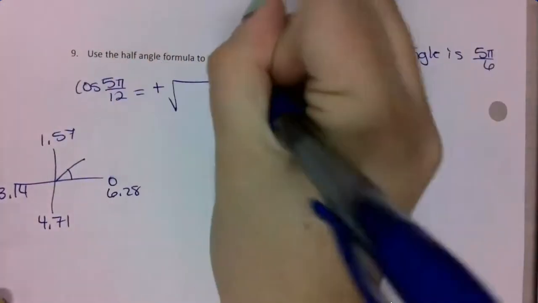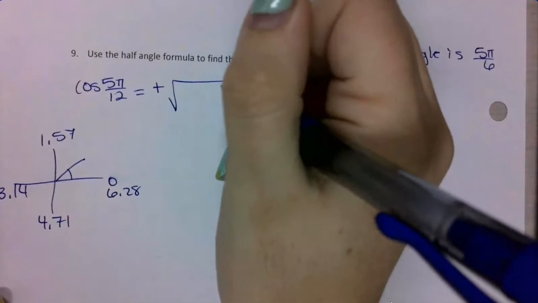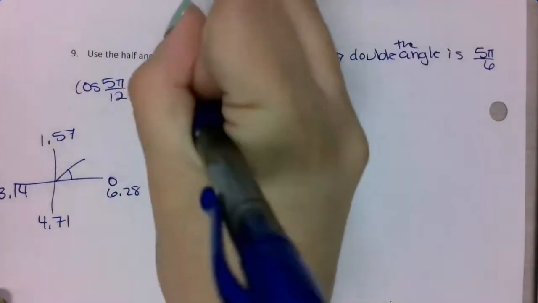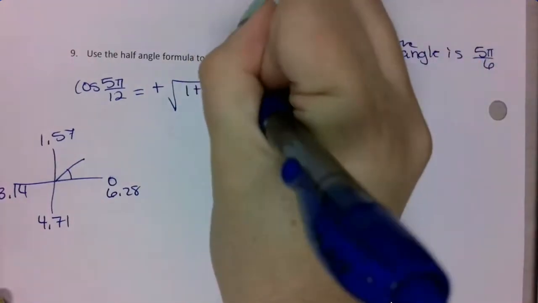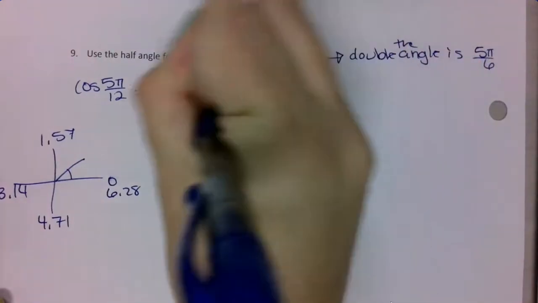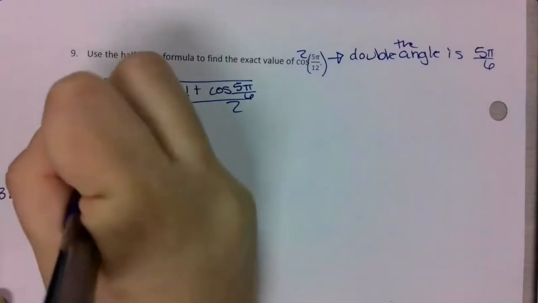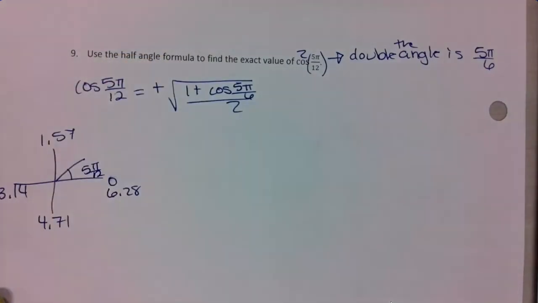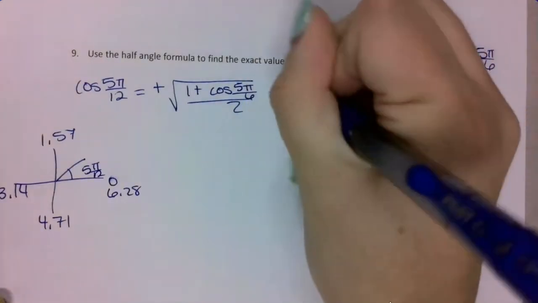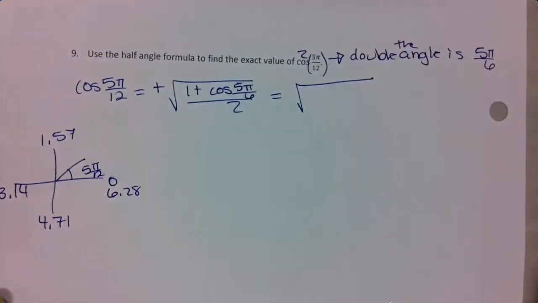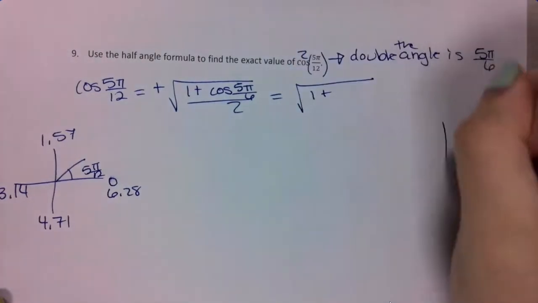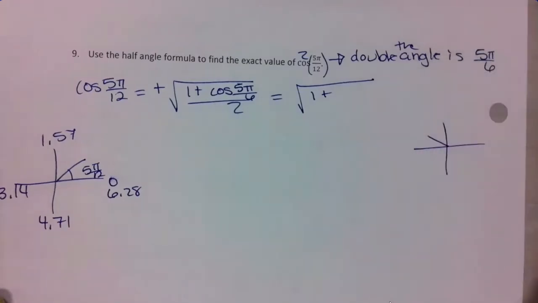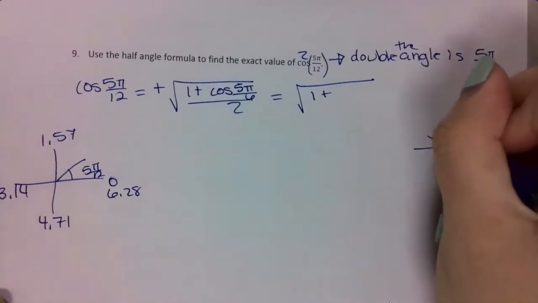Then the formula is here: 1 plus cosine alpha, which is the doubled angle, so 5 pi 6, over 2. Let me label that this is 5 pi 12ths. Okay. Then I want to keep going. I'm not going to write that plus anymore now that I know it needs to be positive. I want to find cosine of 5 pi 6, but 5 pi 6 is right here. That means I need to use a reference angle.